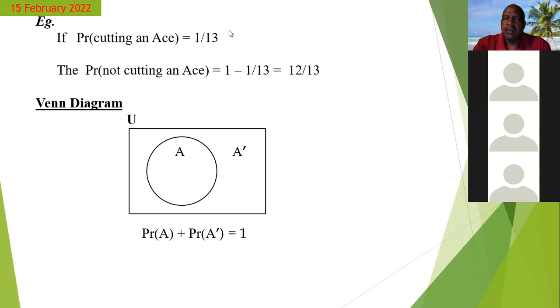And as before, what we would do is convert 1 into a fraction with a numerator and a denominator. To make 1 a fraction, you use the same denominator as the fraction that you're subtracting from 1. The denominator of the fraction we're subtracting is 13. So we would write 1 as 13 over 13, which is the same as 1. Then we subtract the probability of getting an ace, which is 1 over 13. You subtract based on the numerator: 1 from 13 gives you 12 over 13. And so this now gives you the probability of not cutting an ace.